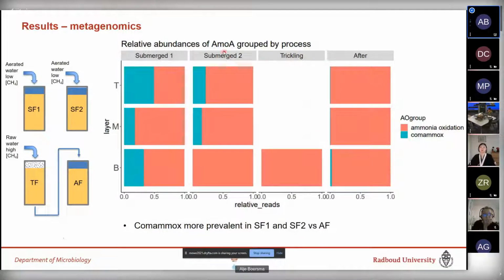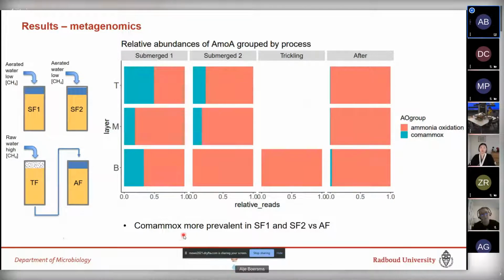Here we looked at the ammonia monooxygenase abundances, and we grouped this by whether the AMOA was associated with canonical ammonia oxidation, so just ammonia oxidation to nitrite, or with COMAMOX, so full ammonia oxidation to nitrite and then nitrate. And in the submerged rapid sand filters, you see that both the classical two-step ammonia oxidation and COMAMOX are taking place. However, in the submerged filter that comes after the trickling filter, you see that it is almost only a two-step nitrification that is taking place there.